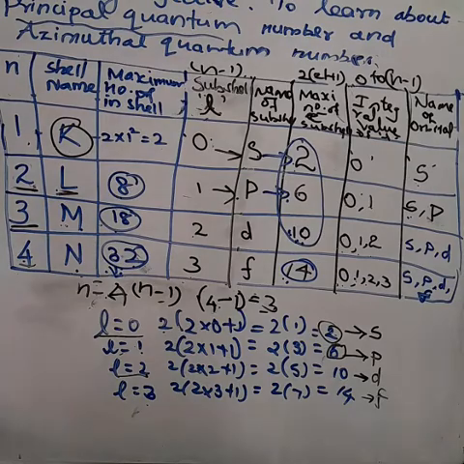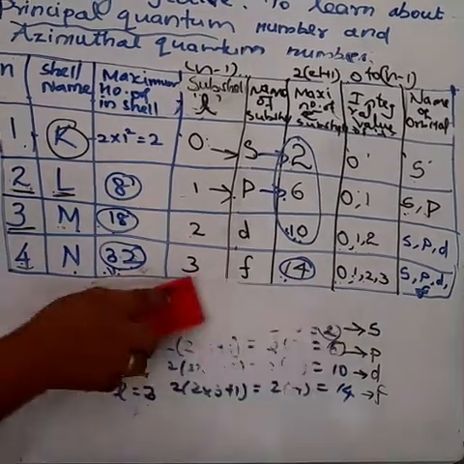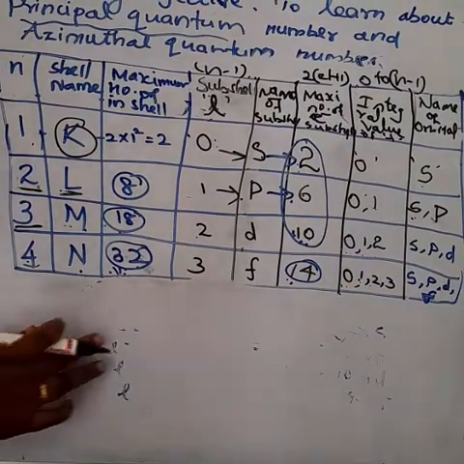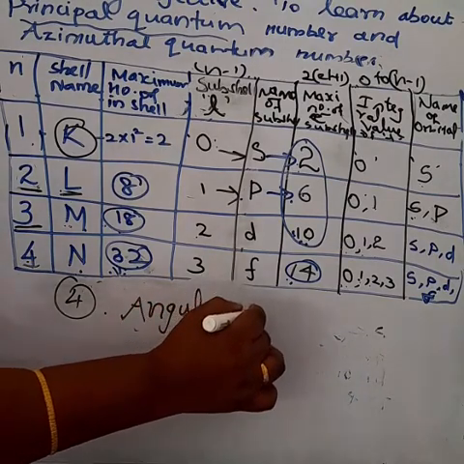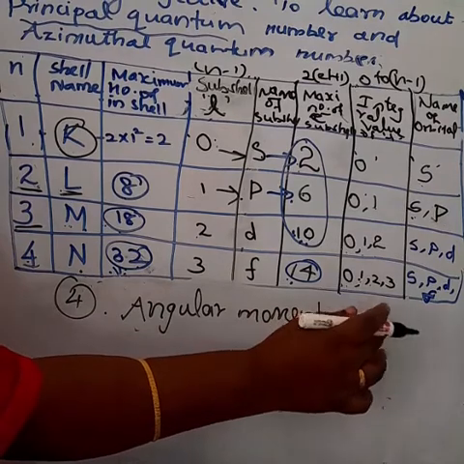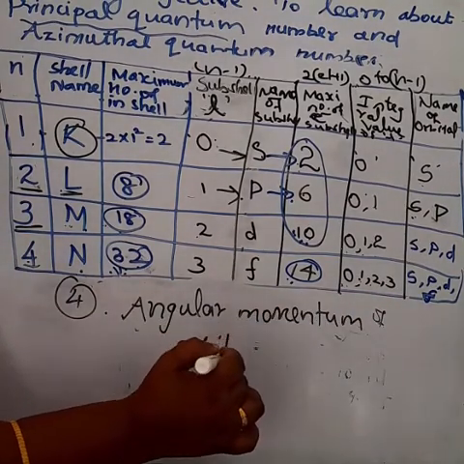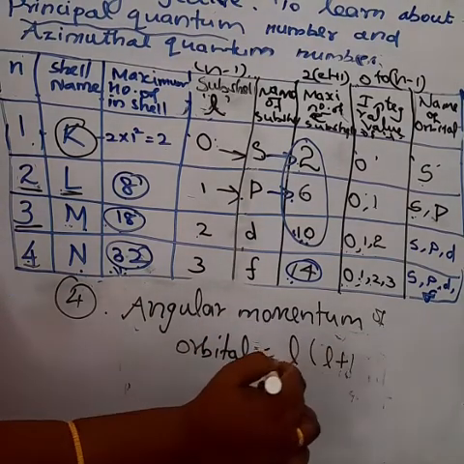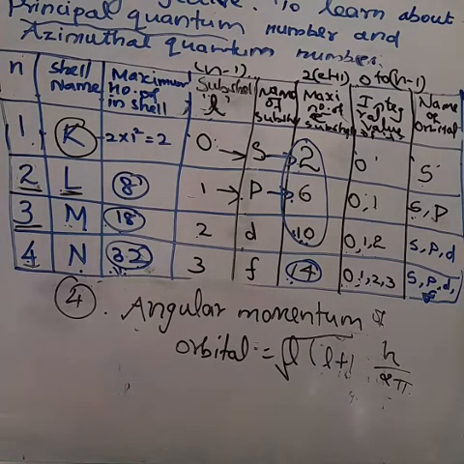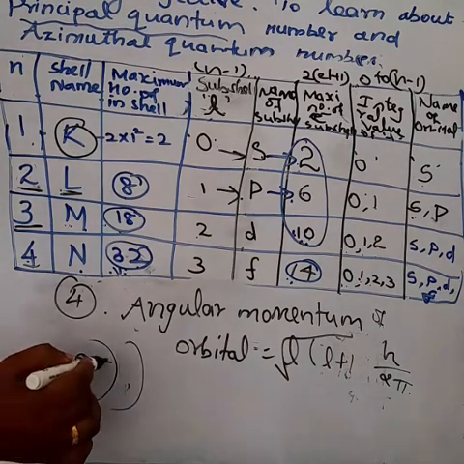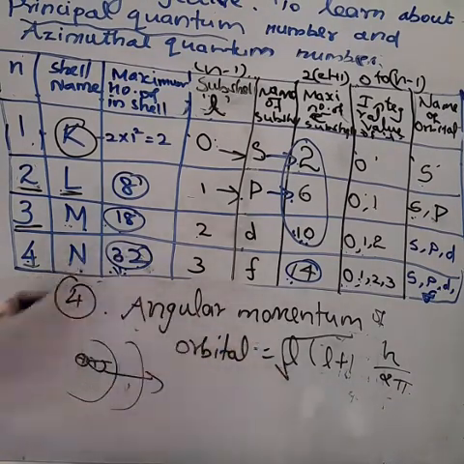And about the fourth point, what is the fourth point? It is used to calculate the orbital angular momentum using an expression. The formula to calculate the angular momentum is root of l into l plus 1, into h by 2 pi. This is one of the formulas to calculate the angular momentum of the orbital. When electrons revolve around the nucleus, an angle is created. The angular momentum we can calculate, what is the formula? Root of l into l plus 1 into h by 2 pi. Understood? These are about the azimuthal quantum number. I hope all of you understood.